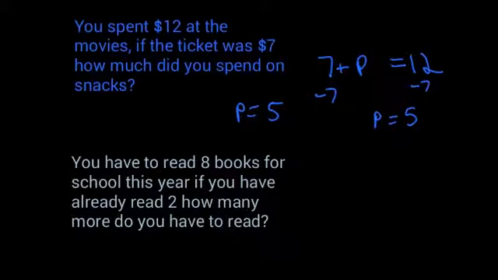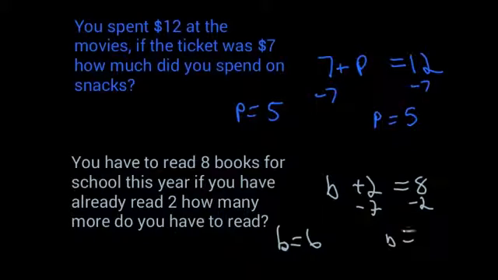Alright, next one. You have to read 8 books for school this year. If you've already read 2, how many more do you have to read? So, again, what's the total? The total is 8. We have to have 8 books read this year. We've already read 2. So the number of books, B, plus the 2 we've already read has to equal that 8. So what plus 2 equals 8? Well, that's 6. So B would equal 6. And just to prove it, if we subtract 2, 8 minus 2 is 6.